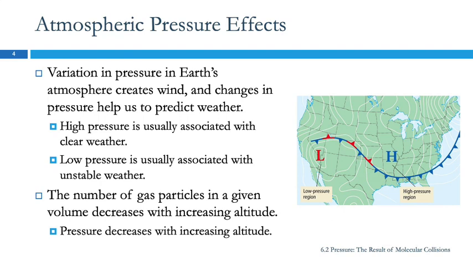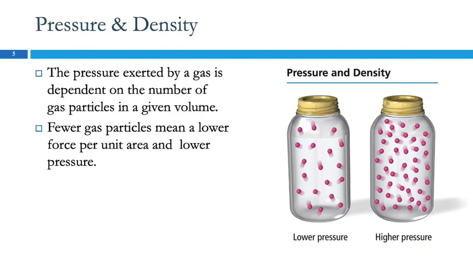If you go to a higher altitude, though, you'll also experience pressure changes. The pressure decreases with increasing altitude. So here we're looking at 2 mason jars with pink gases in them. So this would be a lower pressure, and this would be a higher pressure. This is a lower density or a lower concentration of gas, and this is a higher density or higher concentration of gas. So these particles are moving.